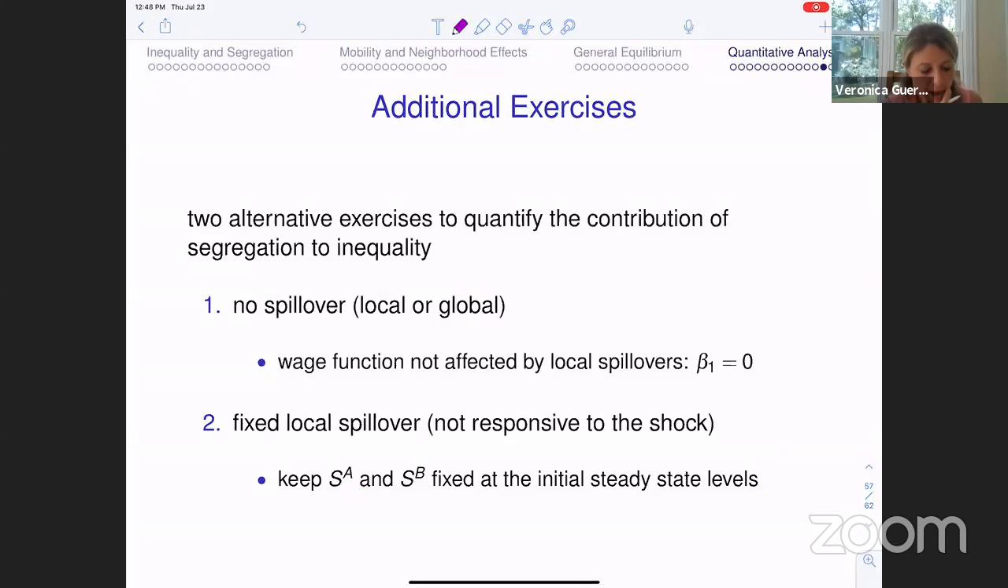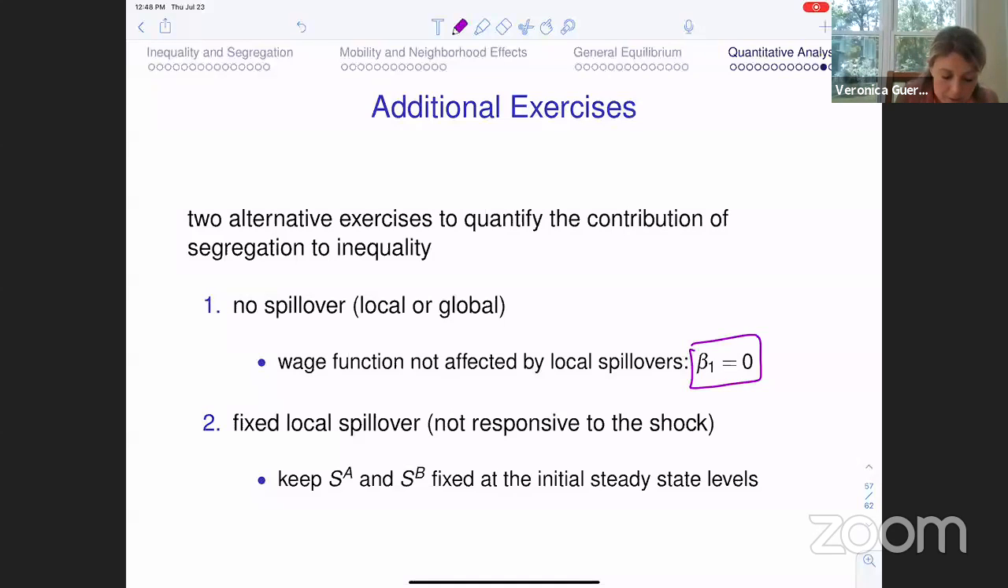Now you can think about different exercises to check the robustness of this order of magnitude. Two alternative exercises that we thought about were, one, let's just shut down the spillover completely. Of course, this is a bit extreme, because it means that there is not only no local spillover, but not even a global spillover. In the previous exercise, you could interpret that as changing the spillover from being local to global, because all the neighbors are going to be the same, and so there is still going to be a spillover in the human capital accumulation, but it's going to be the same for both neighborhoods. Now, instead, we are completely shutting that down, and so we just impose that the parameter beta 1, the one that governs the effect of the spillover, is 0.